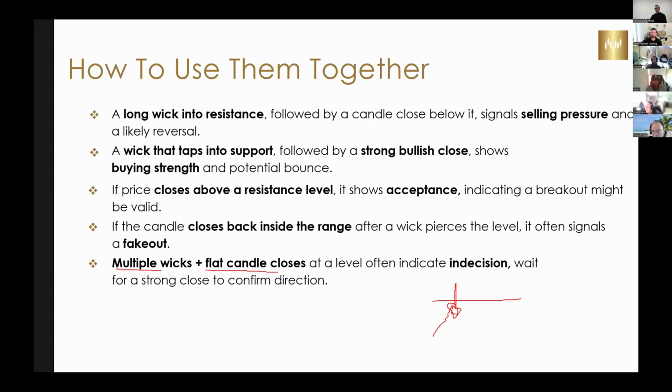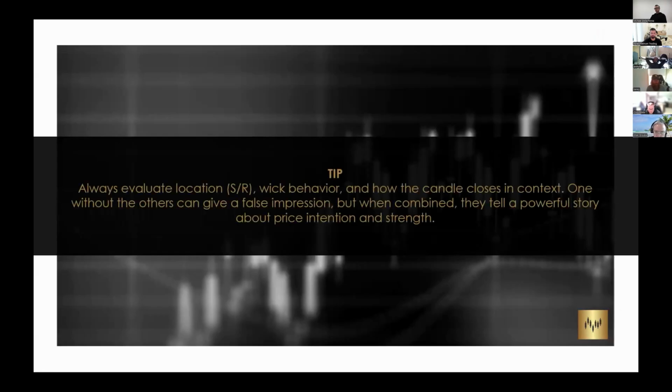So these are the things that we want to be looking for. Little tip for you: always evaluate location, support and resistance, wick behavior, and how the candle closes in context. One without any of the others will give a false impression, but when you've combined them, they will tell you a powerful story about price intention and strength. All right, so use them in conjunction. Support and resistance levels, wicks, how the candles close, the body sizes. Have they breached the levels of support and resistance? Have they closed beneath them?